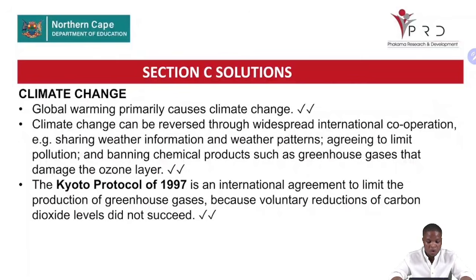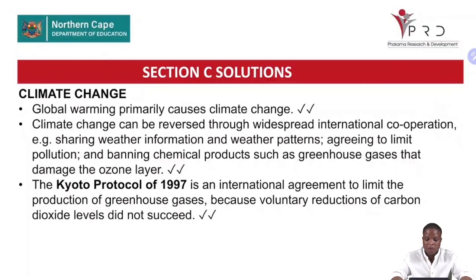Your next heading is climate change. Global warming primarily causes climate change. So global warming can result in climate change. Climate change can be reversed through widespread international cooperation. Right? So if we come together, we may limit global climate change.